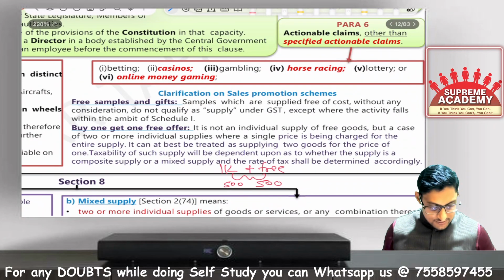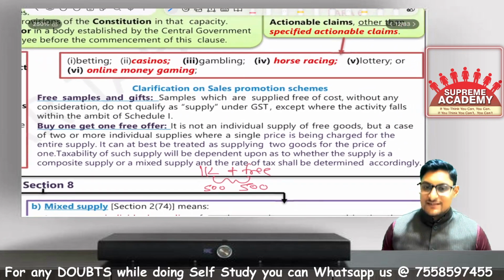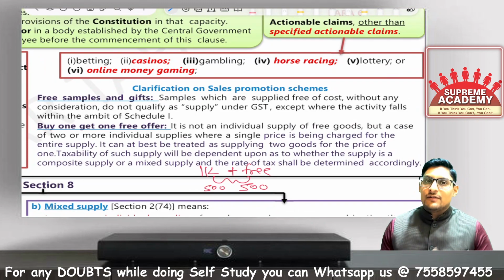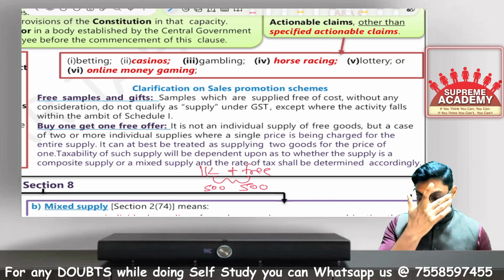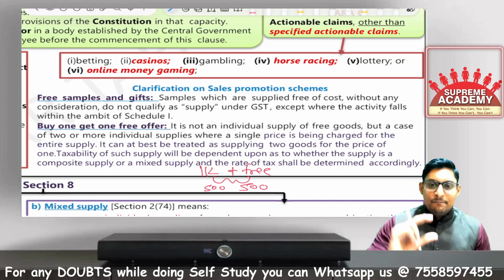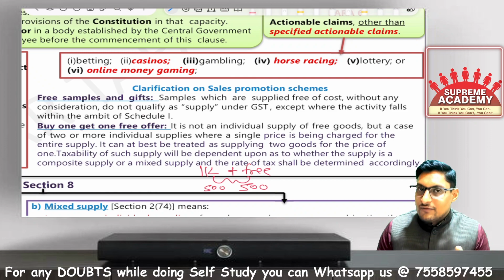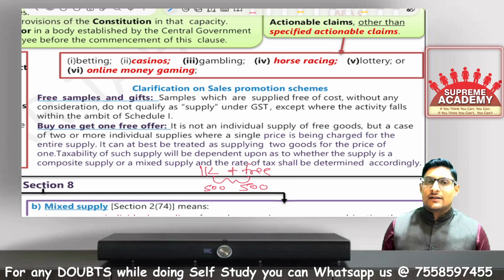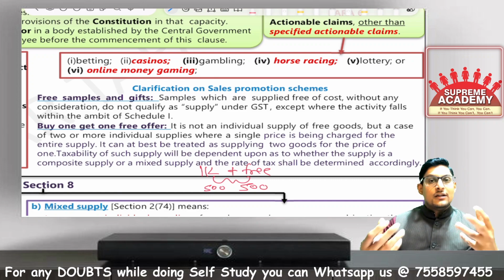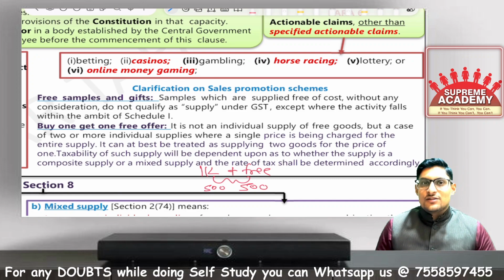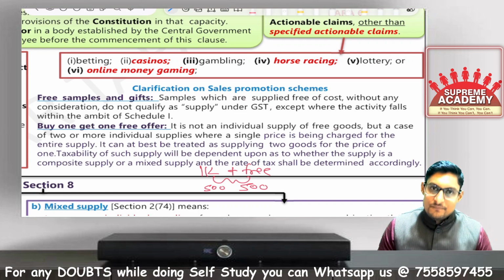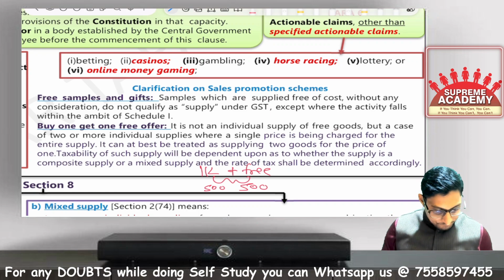Now, coming towards some clarifications, free samples. Whenever you purchase something, free samples or free gifts are given with that. For example, a particular company is distributing their products freely as small samples. So will there be a supply on that portion or not? Free samples or free gifts are not attracted toward the definition of supply. They will not be termed as a supply under GST because there is no consideration in return, and though there is no consideration, it is not covered under Schedule 1. So, not a supply.